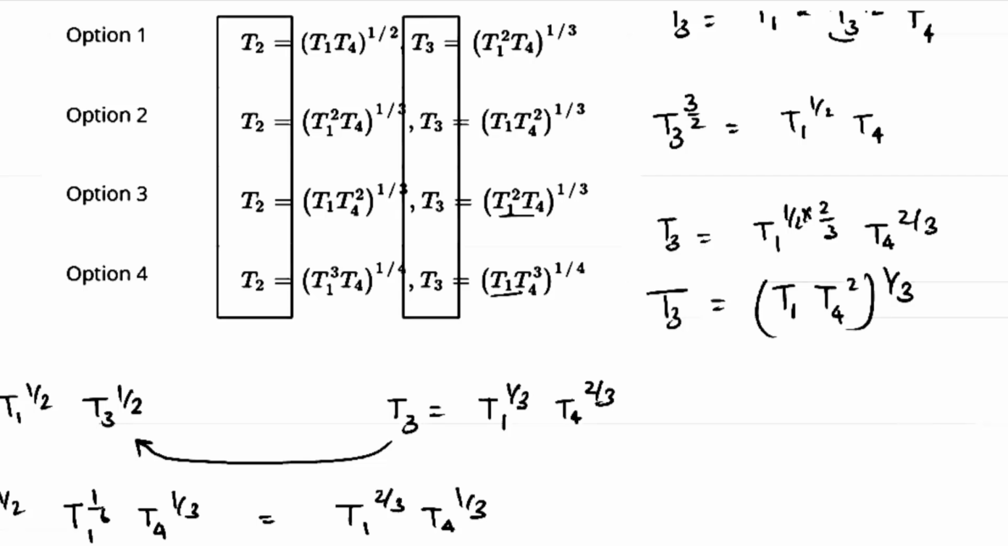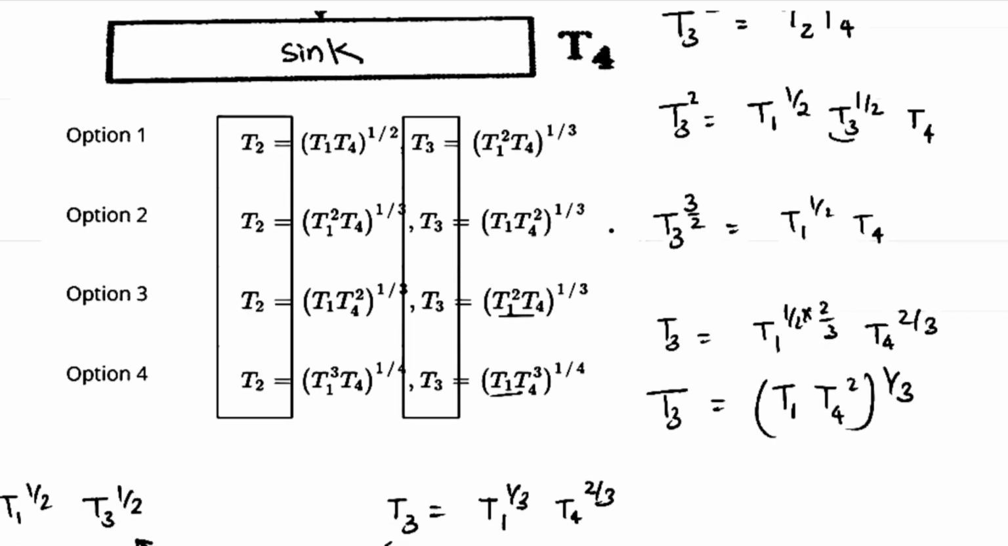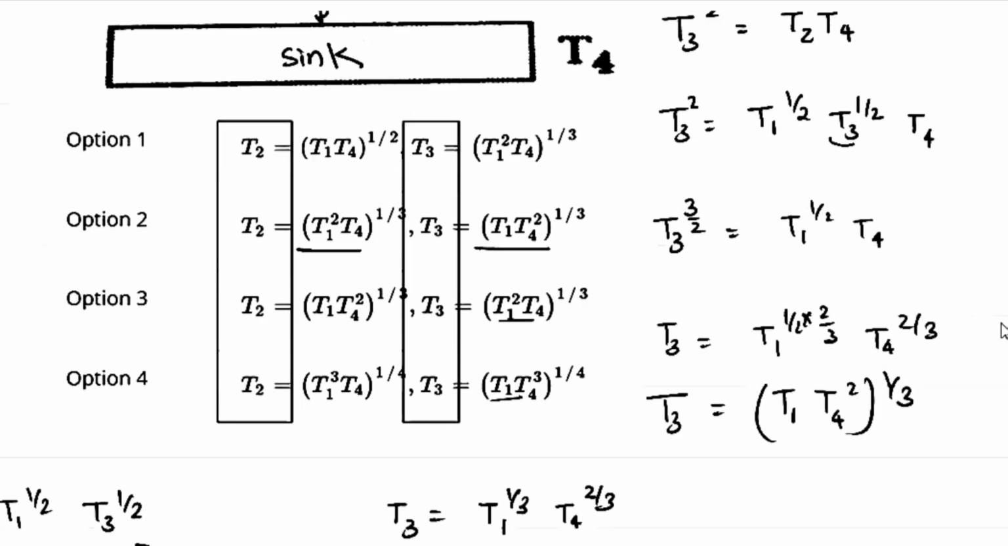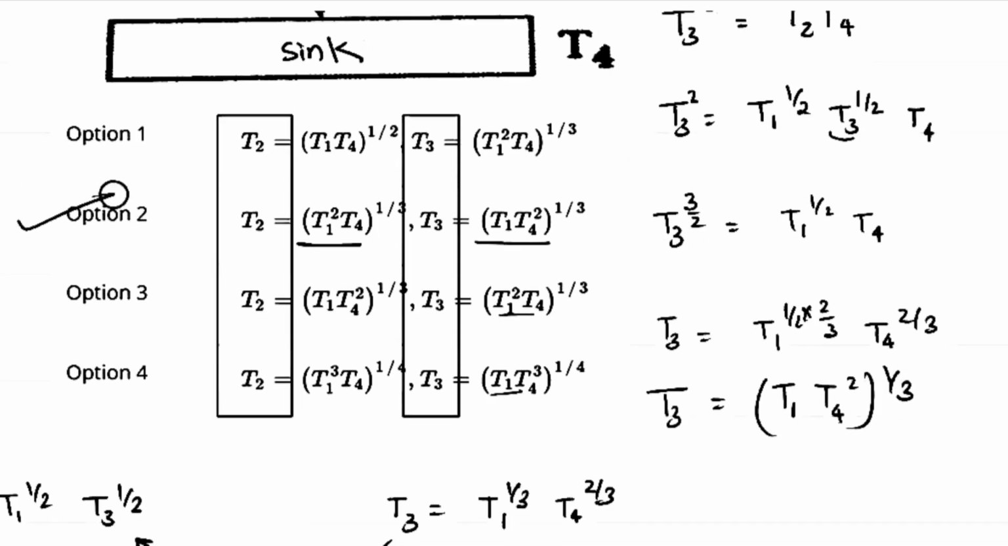Now you can just check for the option. So if you see here, this is the value of T3 and this is the value of T2, right? It is T1 square T4 to the power 1 by 3. So B is the correct.